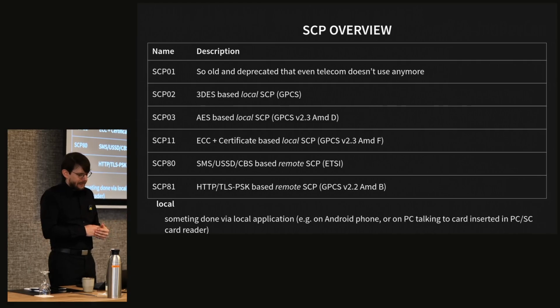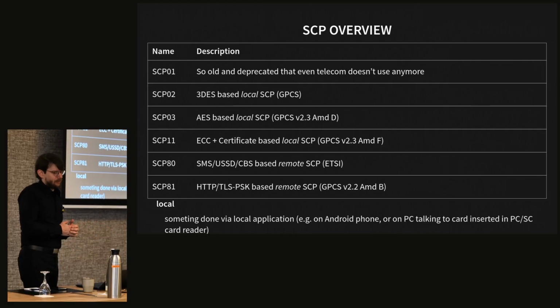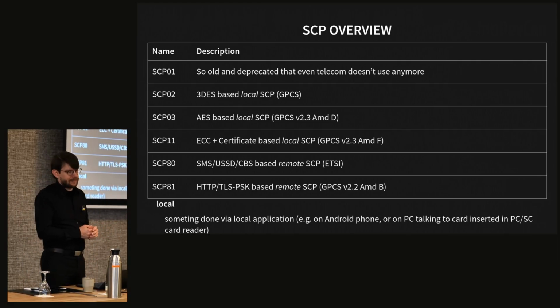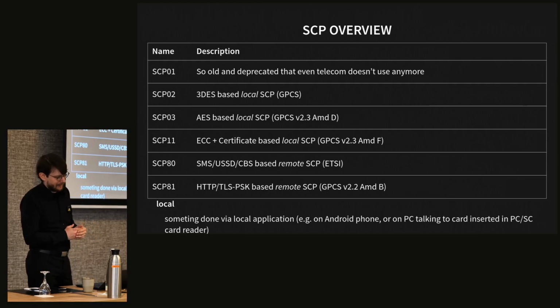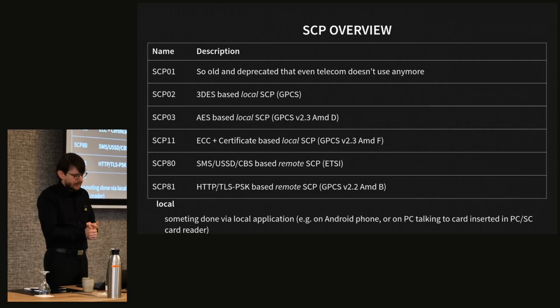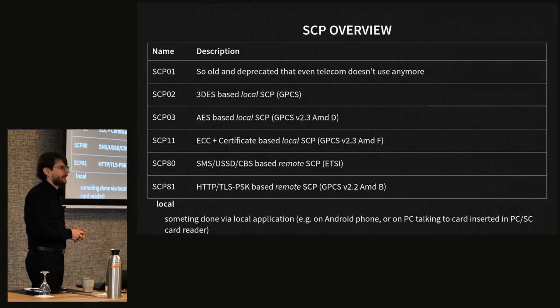Then we have SCP-11, which is for elliptic curve and certificate-based authentication, which is specified in Amendment F. It's used in the eSIM universe. And then we have two SCPs with 8 in the beginning. Those are the ones that are implemented remotely over a wide area network. So I will talk about this in the OTA talk.